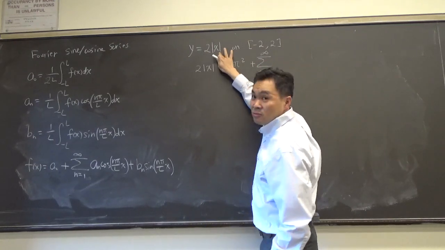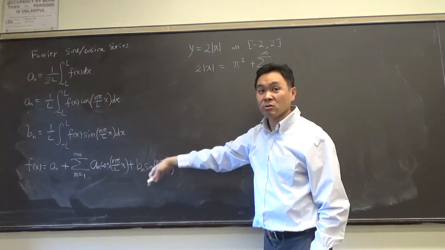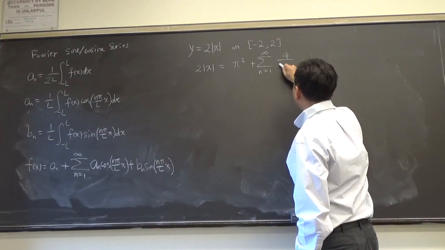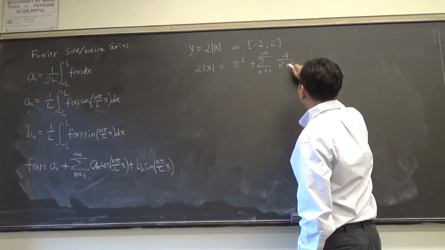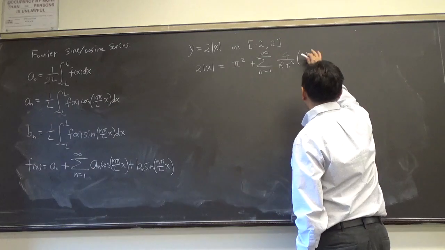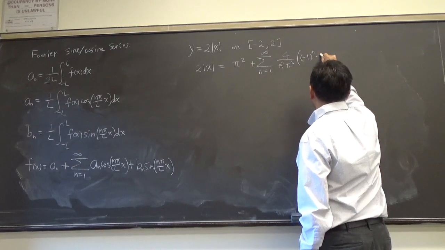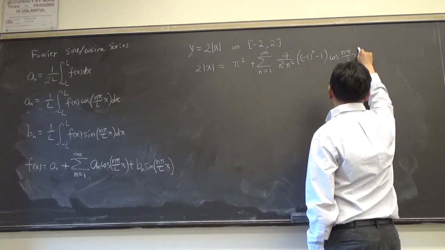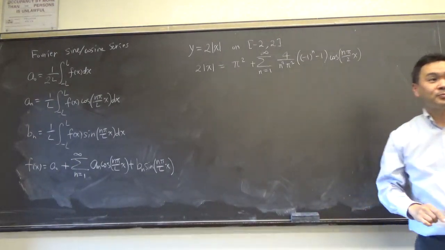See, this is an even function, so bn's are 0. You only get an's. And an's came out to be 4 over n squared pi squared. I hope we're right. Is it n pi or n squared pi squared? N squared pi squared, yeah. This one with negative 1 to the nth power minus 1 cosine n pi over 2x.